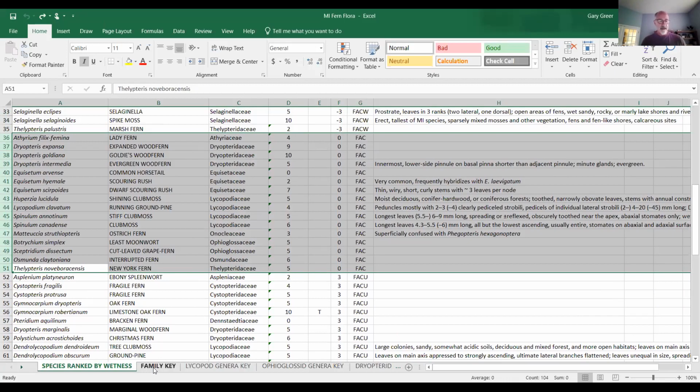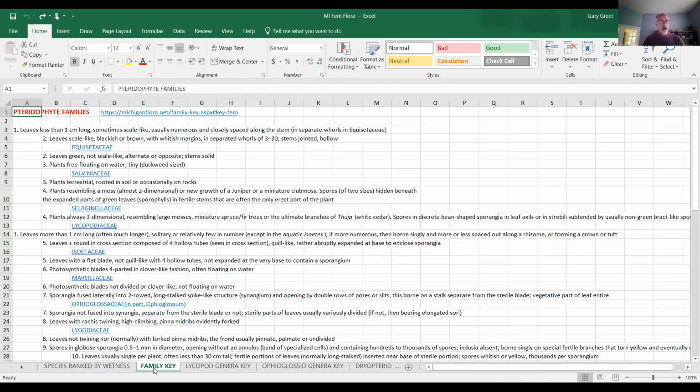Then I have a family key in which all of the families of fern-like plants are arranged. And this is, again, right out of Michigan Flora. And in fact, there are hot links so that if you're out in the field and you do have Wi-Fi connections, you could just tap on this and it will take you straight to the Equisetaceae, for example.